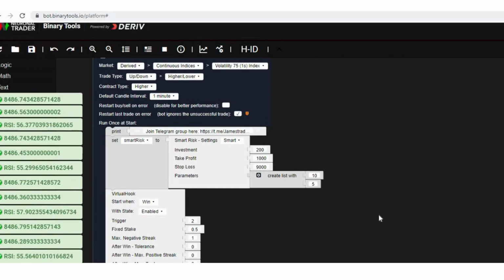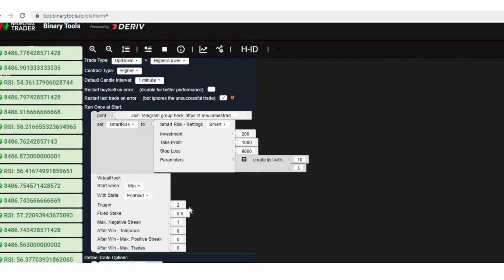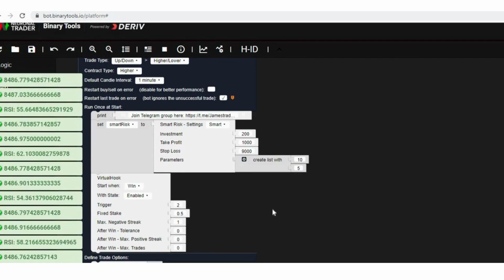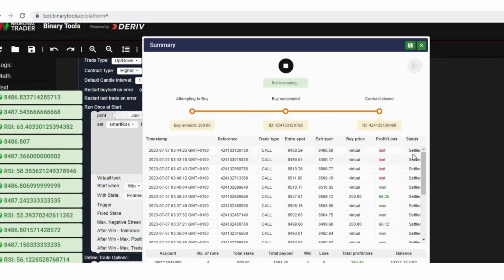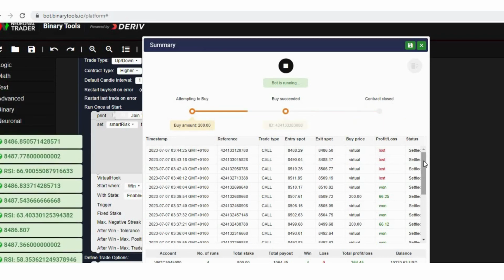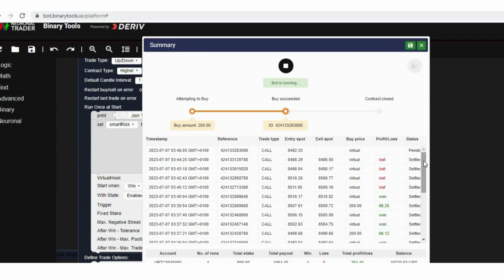Make sure you try yours on the demo account before you switch on to your real account. Don't be greedy. Don't move on to the real account when you are not confident enough. Keep trying on your demo account until you have perfected the strategy.